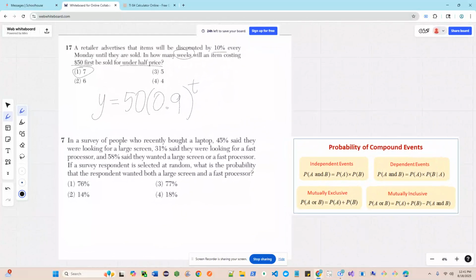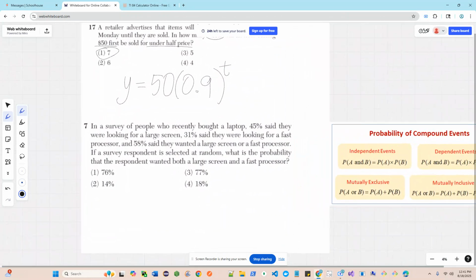Interestingly enough, our second question is question 7. In a survey of people who recently bought a laptop, 45% said they were looking for a large screen, 31% said they were looking for a fast processor, and 58% said they wanted a large screen or a fast processor. If a survey respondent is selected at random, what is the probability that the respondent wanted both a large screen and a fast processor? Let's actually take notes of the different variables here, or the different events.